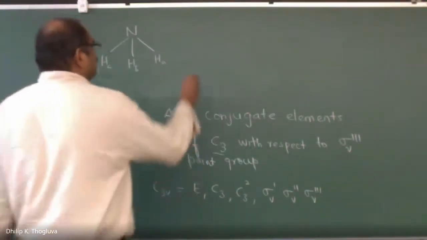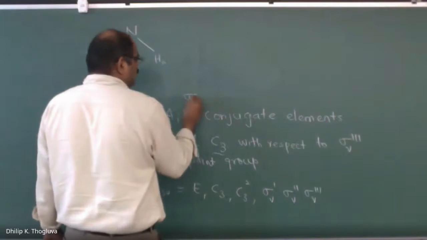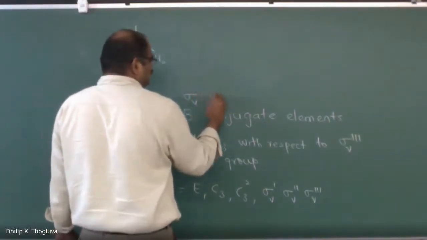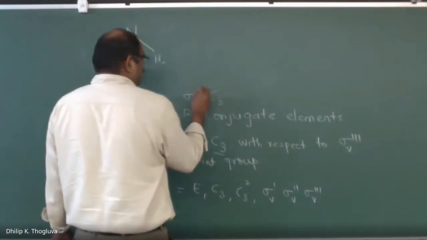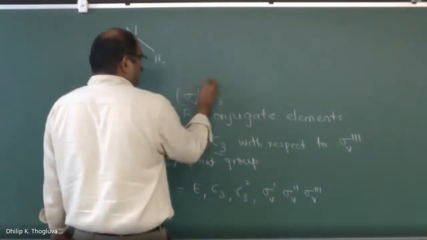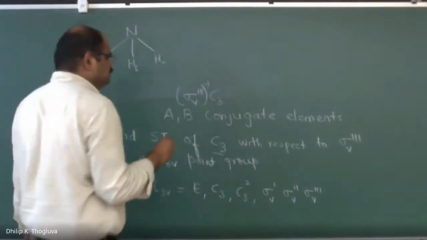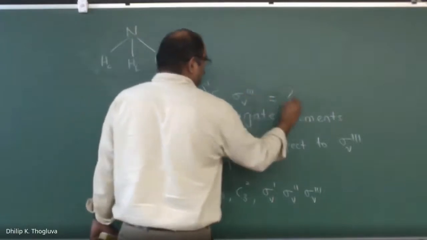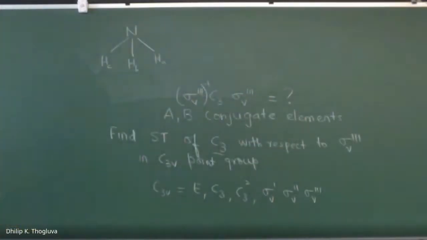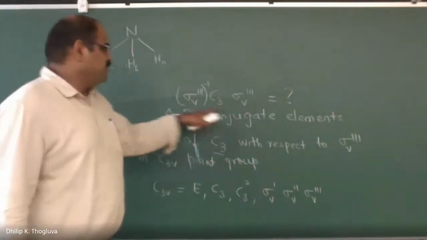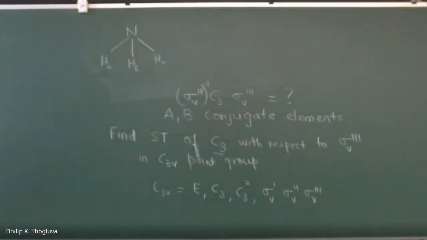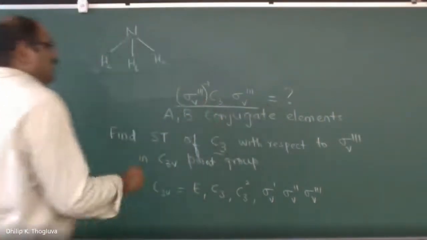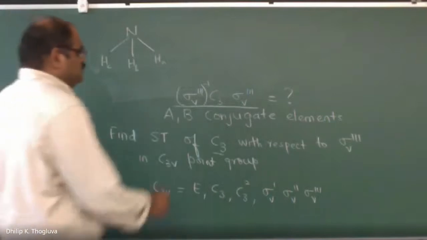What we want to do is sigma v triple prime. So we want to find out C3 inverse into sigma v triple prime into C3, equal to what? So that's the question. What is the similarity transformation of C3 with respect to sigma v triple prime in the C3v point group? So you have to find out this relation.